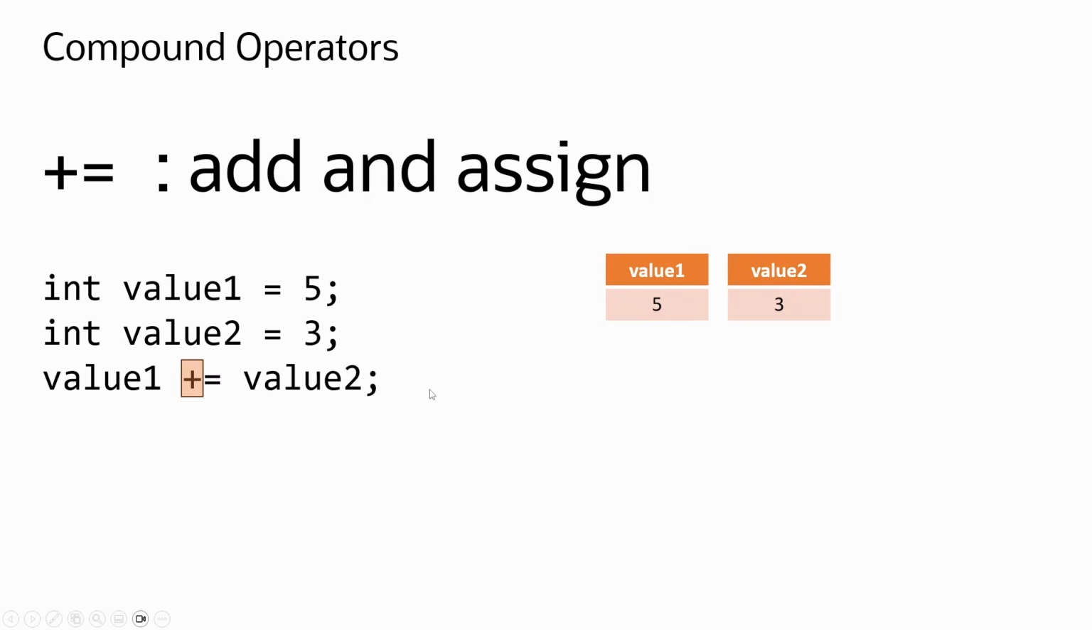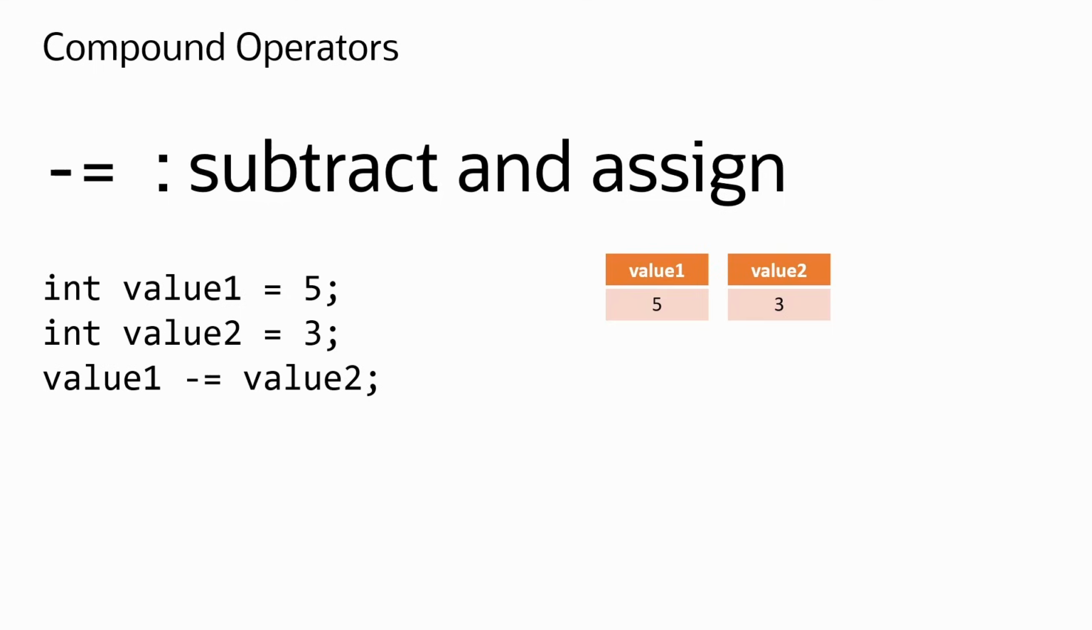Value 1 plus equals value 2. We're going to first do the addition portion. So value 1 plus value 2, 5 plus 3, which is 8. And then the assignment will happen, and value 1 will get assigned 8.